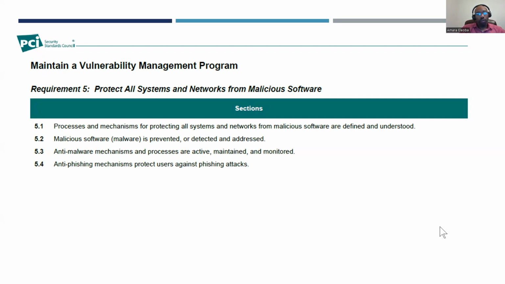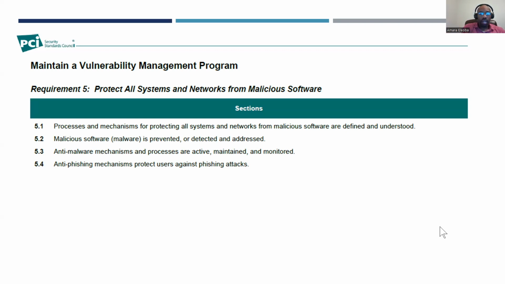All right, now 5.1 is referring to the processes and mechanisms for protecting all systems and networks from malicious software. We want to make sure that we have policies defined, and that everyone performing a role within requirement 5 understands this. Then 5.2, we want to make sure that the organization has anti-malware software that is able to prevent, detect, and address viruses or malware.